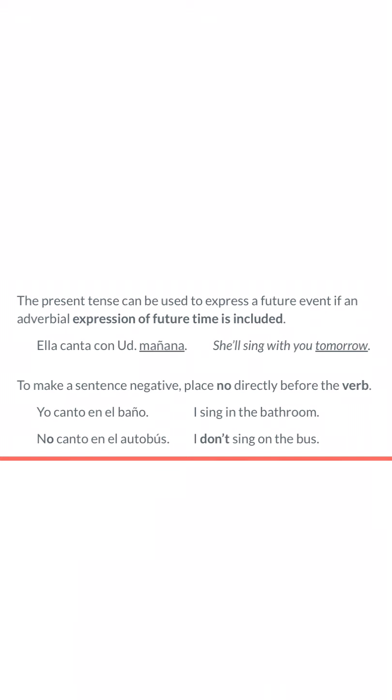All right, and I get it. Like, this is a whole lot of words to just basically say, are you going to include a word like later, tomorrow, okay, Thursday, anything that indicates the future, essentially. So if I wanted to say that she'll sing with you tomorrow, giving that future kind of sound to this present tense, all I would need to do is add mañana, that expression of future time. So ella canta con usted mañana, or she's singing with you tomorrow.